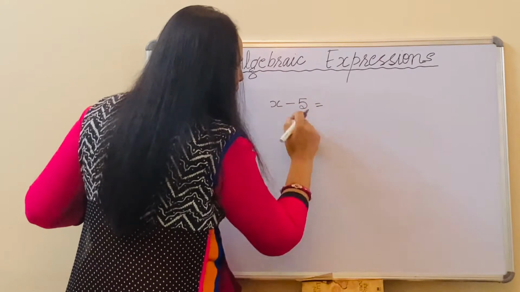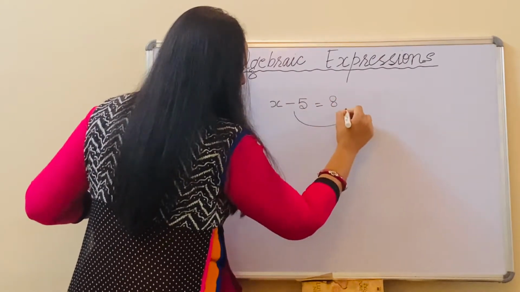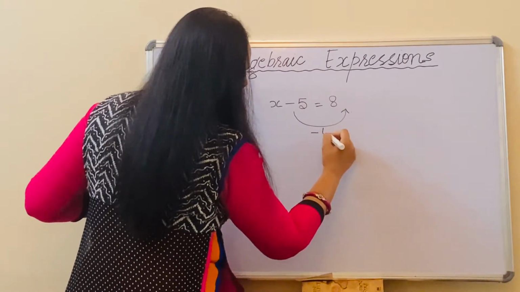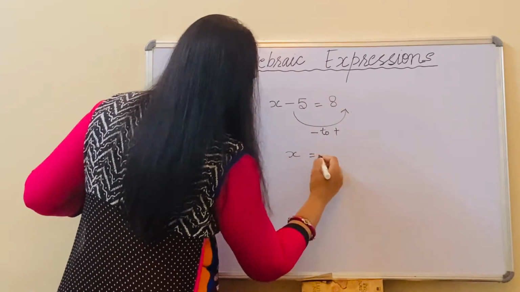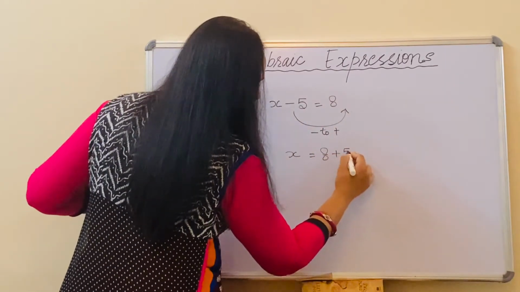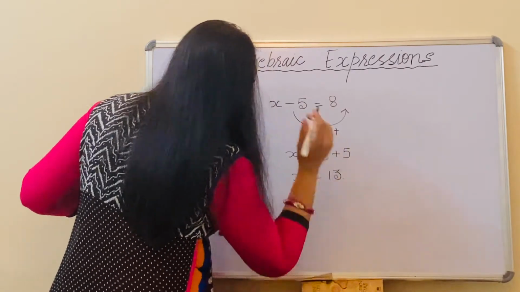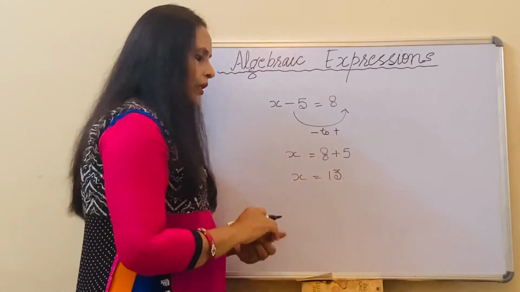While shifting it from the left hand side to the right hand side, the negative becomes positive. Negative to positive means it becomes x is equal to 8 plus 5. Now the value of x will be 13. The solution to the equation will be 13.